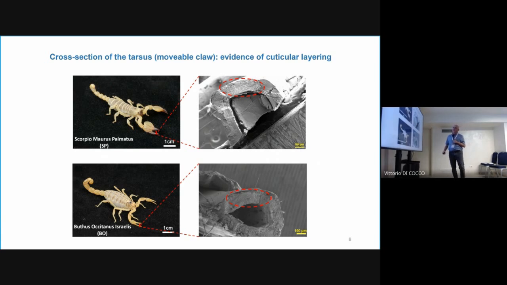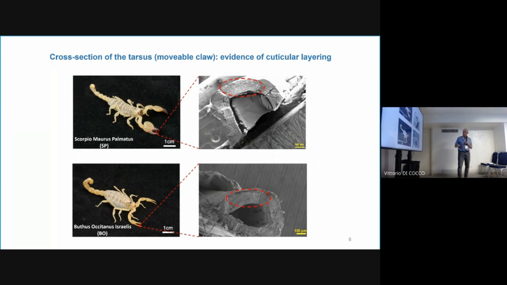What you do is you look at the cross-section of the tarsus. The tarsus is the movable claw. One of the claws is always moving, and the other one is fixed. And so the cross-section is here and here in this case, but we will focus on this one. And there is evidence of layering.